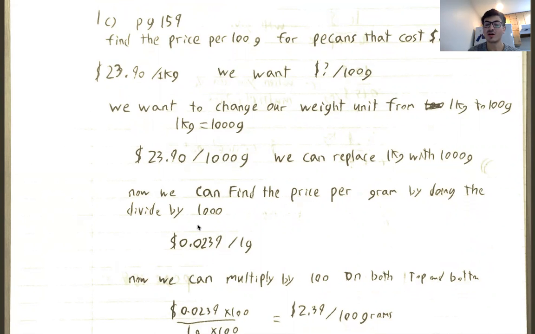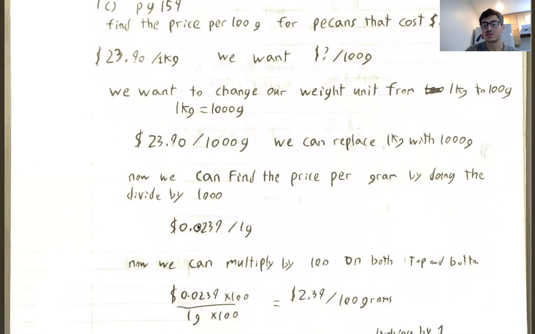And that's going to give us 0.0239 divided by 1 gram. So that unit 1 gram stays, but the 1,000 we divide into the 23.9, so the 1,000 is gone. So this is going to be 2.4 cents per gram.